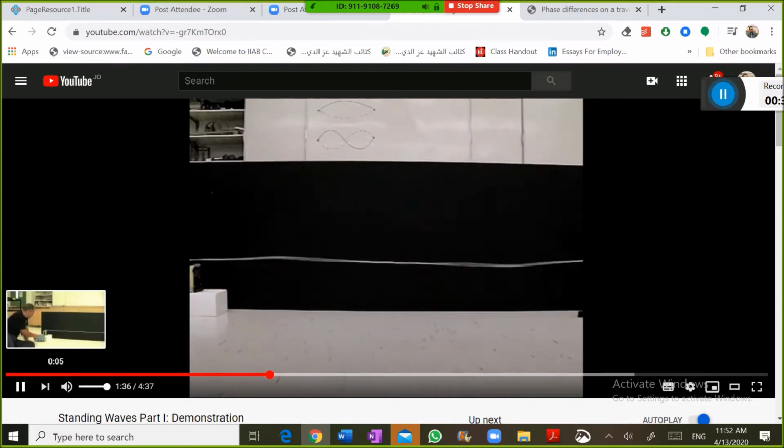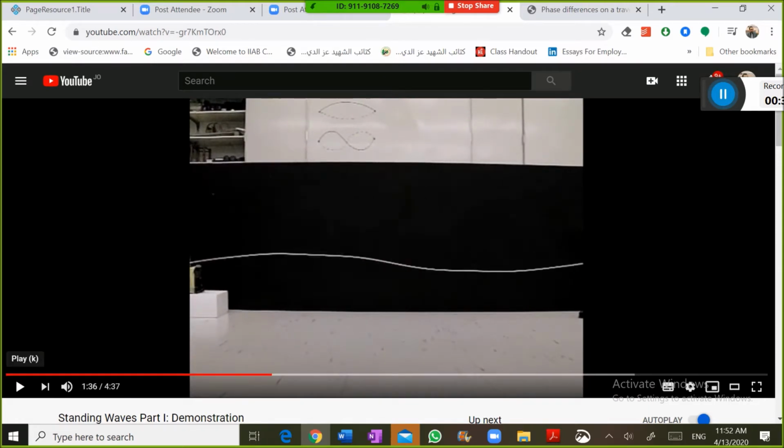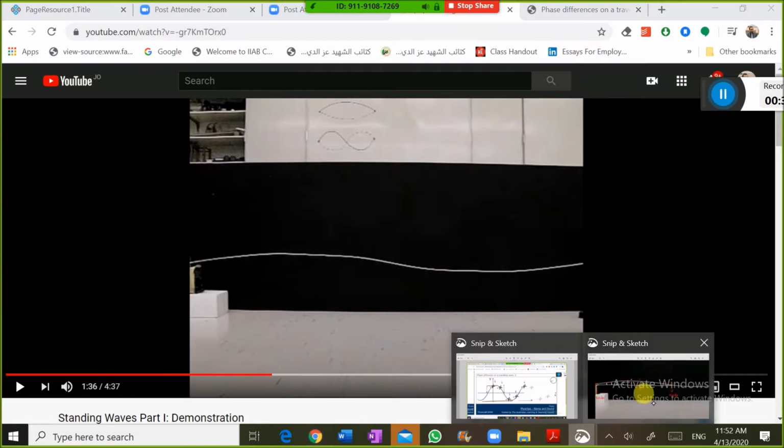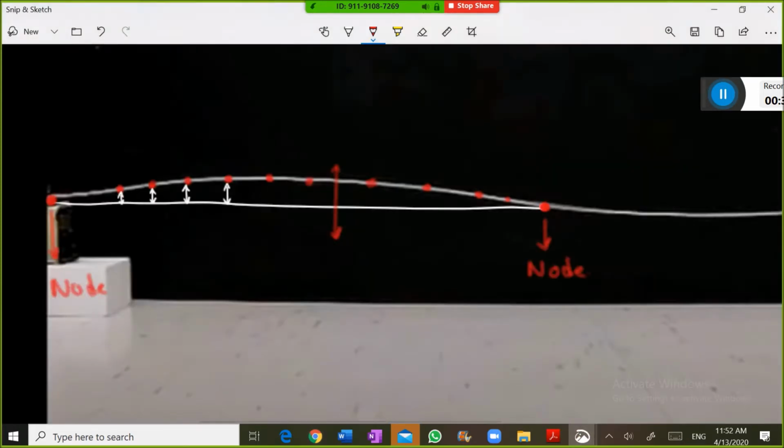Okay, guys, is that clear? This is called node, and this is called what? Node. Between nodes, all the particles oscillate in phase. Yani, either all the particles are moving up or all the particles are moving down. Okay? Any question about that?